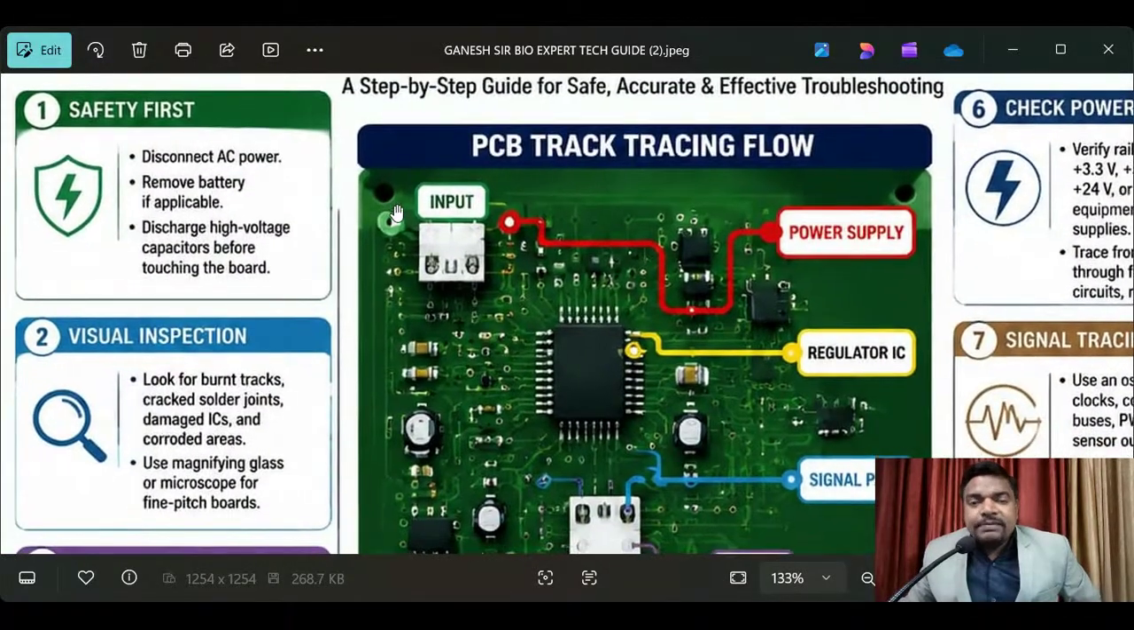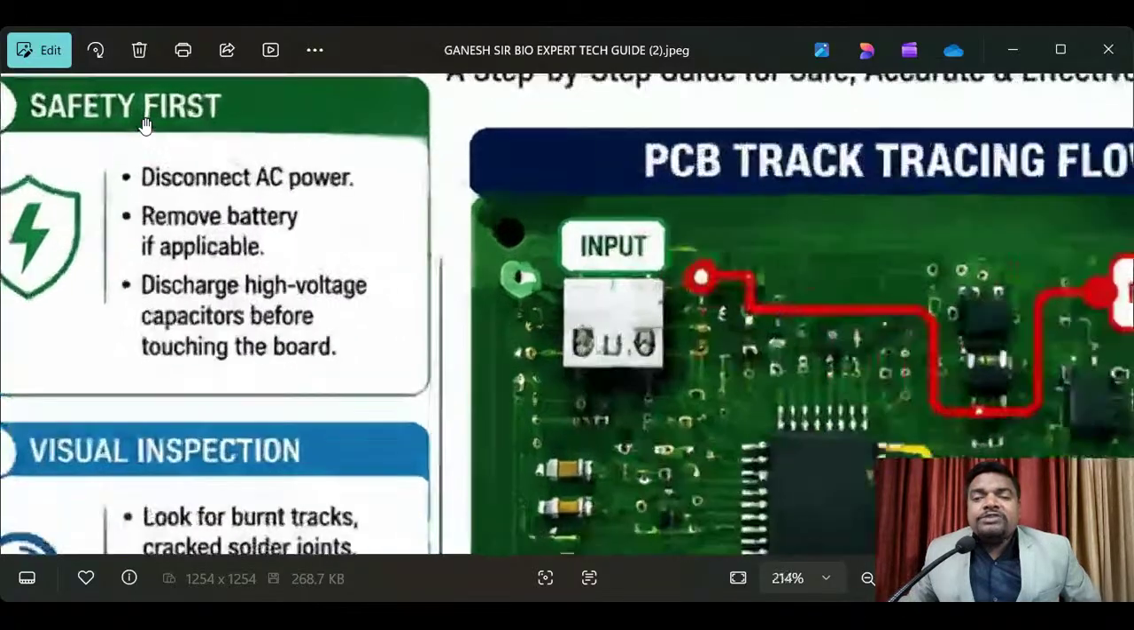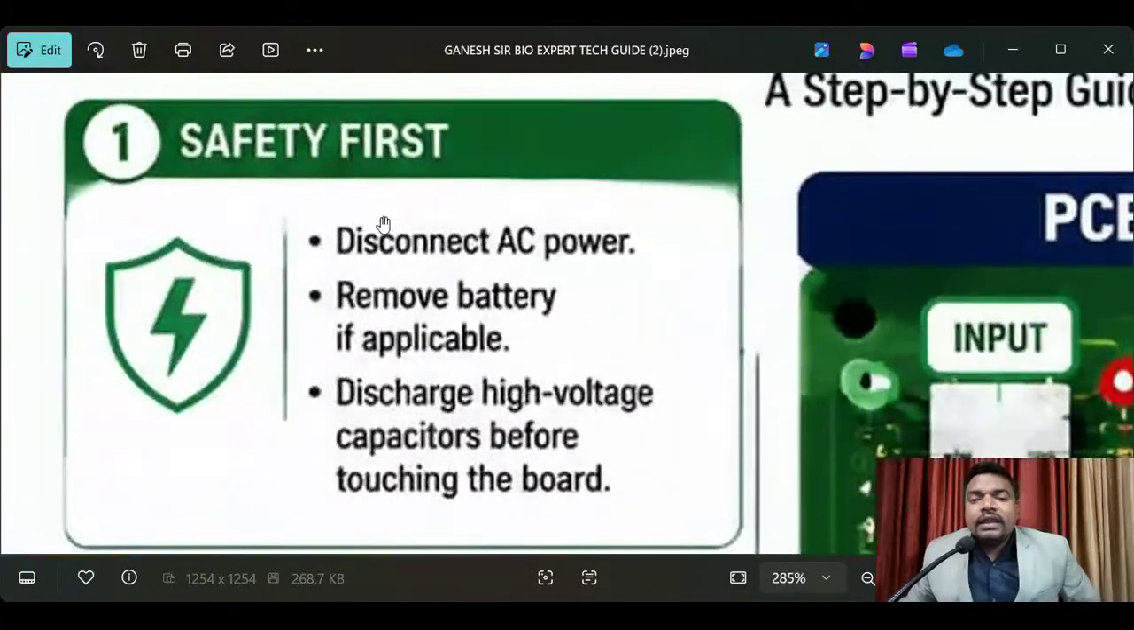Okay, this is the PCB. For your awareness purpose, first we will select, in this PCB trace purpose, safety first is very, very important. These are the instructions I'm giving you, because whenever you face the equipment, whenever you are going to prepare the equipment, these are the things you have to take care of properly.